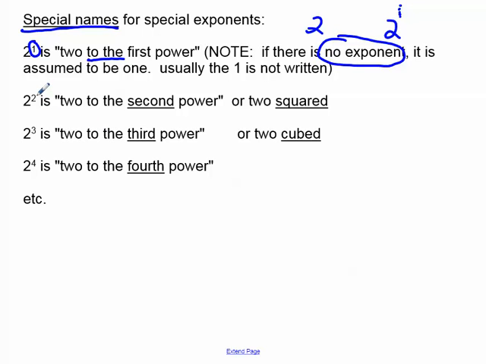2 to the 2nd power, or 2 squared, is 2 to the 2nd power. Another special term is 2 to the 3rd power. Base is 2, exponent is 3, which means we're multiplying that 2, the base, by itself 3 times. It's 2 cubed. And 2 to the 4th power is nothing special.